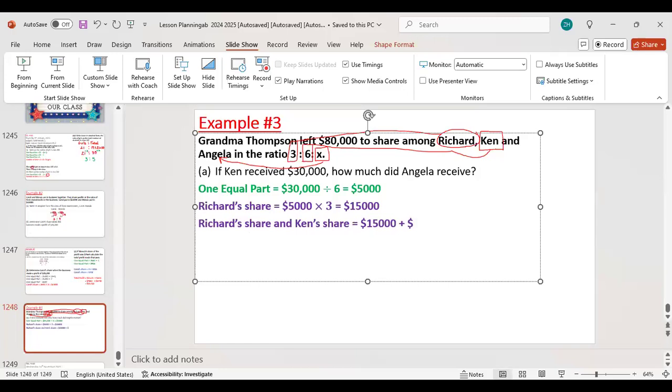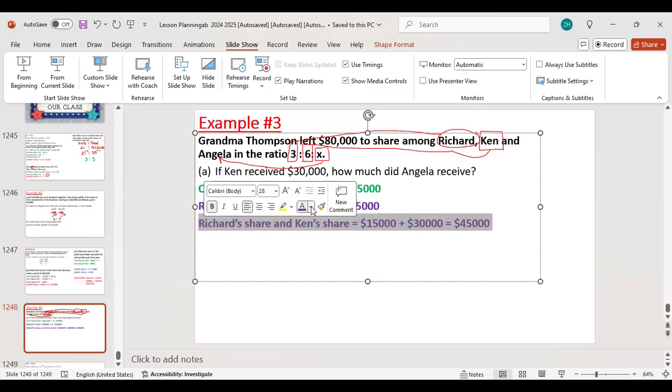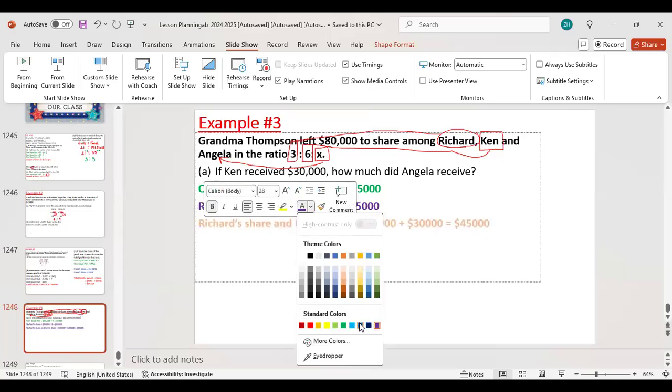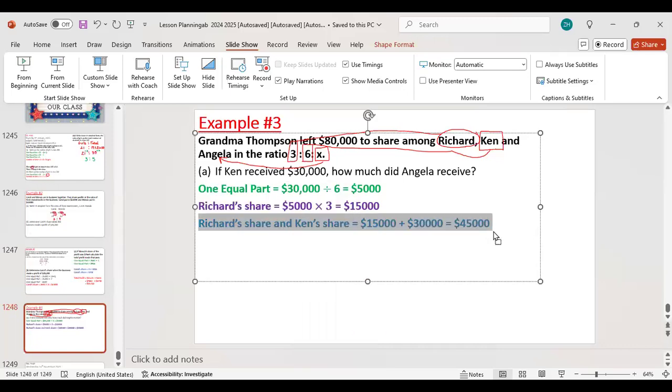30,000. That's a lot of money. From Ken, 30,000. It's going to be what? That's 45,000. Very good. You subtract the 45,000 from the entire share, you get Angela's share.